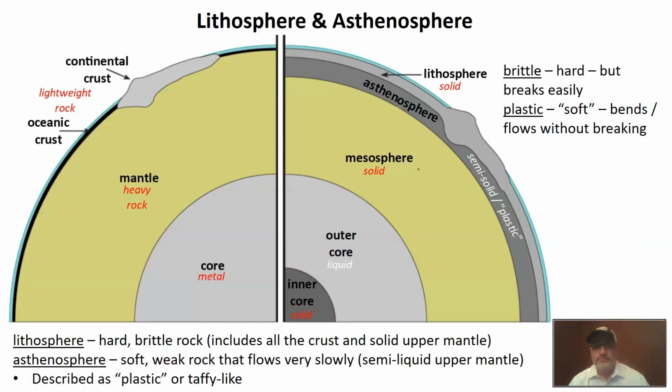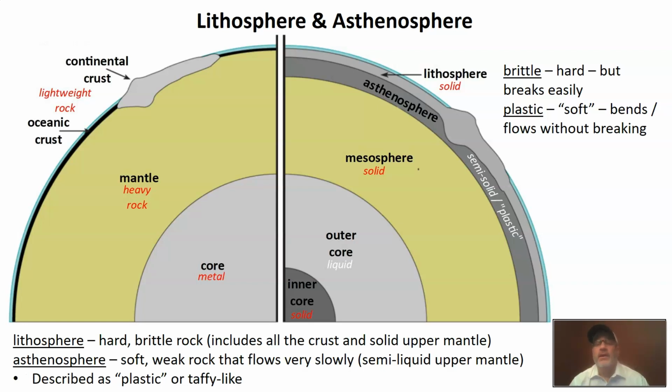To begin with, I just want us to think a little bit more about Earth's physical layers. Now, we said the physical layers are the layers of Earth that are based on behavior, on the properties of the substances, not on the composition. And so we said that we have five physical layers. Those physical layers, starting with the outermost layer, is the lithosphere.